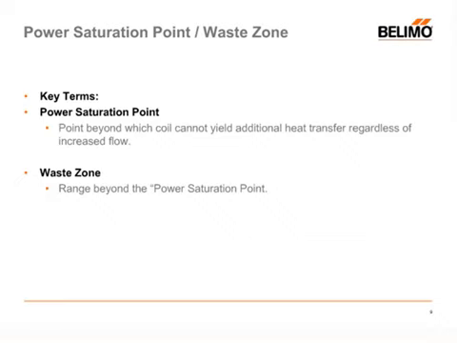Okay, so when we talk about our coils and power output, there are a couple of key terms we need to bring into the discussion. There are two key terms, and the first one is called the power saturation point. The power saturation point is a point beyond which a coil cannot yield any additional heat transfer regardless of increased flow. So when the things we just talked about in the previous slides, the airside fouling, the waterside fouling, and the damaged coils, start to take effect, the coil cannot output as much as it did when it was new.